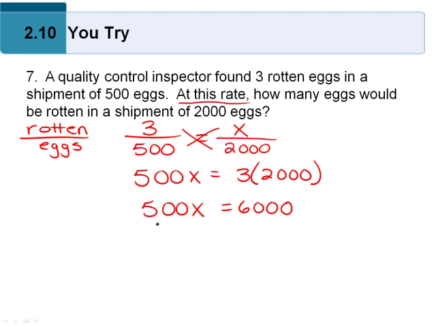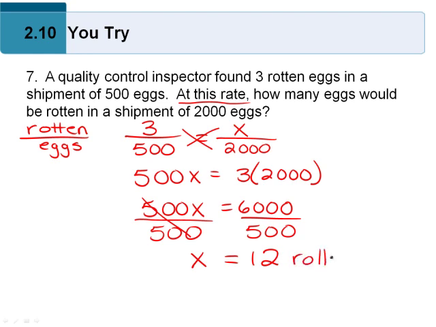Okay, and now just like before, to get rid of that 500, we're going to divide by 500. And it should be 12. But let me double check with the calculator just to make sure. Nothing worse than a math teacher that can't do calculations correctly, right? 12. Oh, man. 2 in a row. Pretty good. So 12 rotten eggs, right? That's not bad out of, what, 2,000? That's a pretty good rate, I guess.